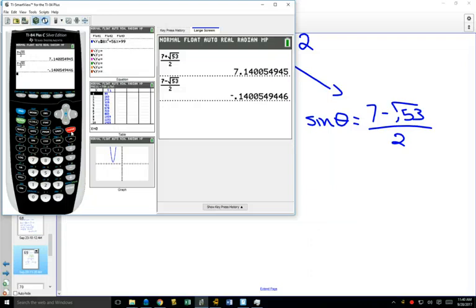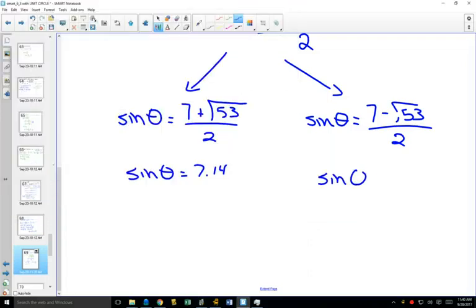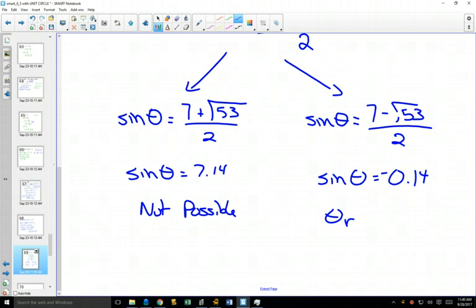But here we get sine theta is negative 0.14. From here, this one you can do without your calculator. Not possible. This one's not possible. Maybe because the hypotenuse is 1 and that one's bigger than 1, so you couldn't have that as a triangle. That's not possible. Our second one is between 0 and 1, so we can do this one. But 0.14, if I recall, is not on our unit circle. I don't remember writing that one down.